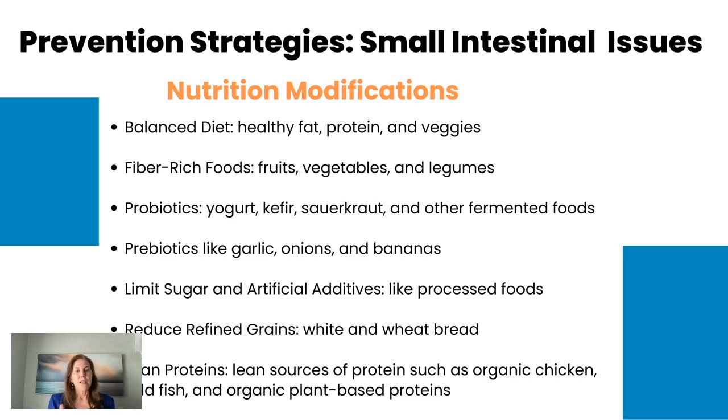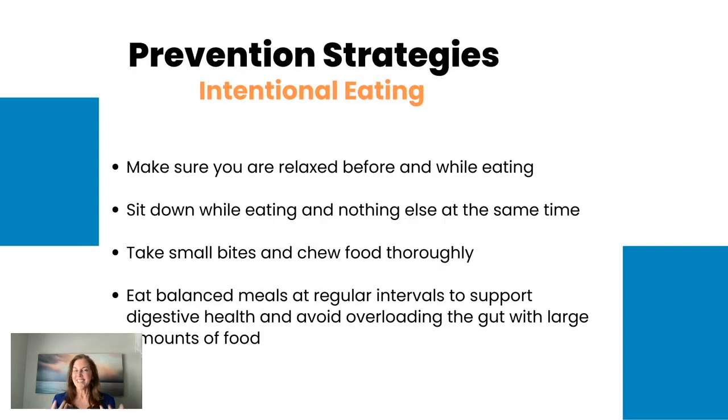As we said before, limiting sugar and artificial additives and processed foods are going to be better for the health of the intestinal lining. Reducing refined grains, getting rid of the gluten is always going to help, and eating good sources of protein. Intentional eating. I talk about this all the time.